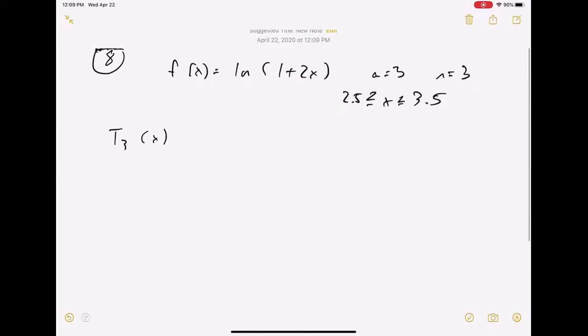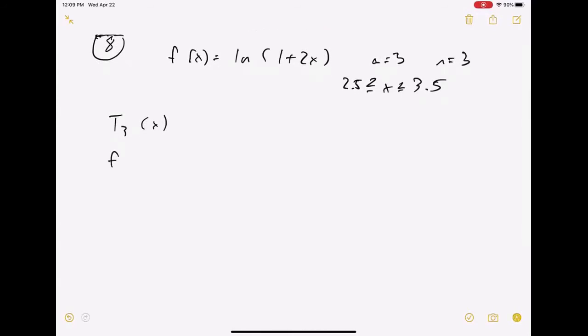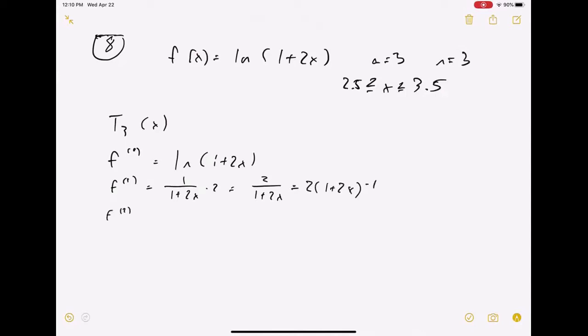So first thing I need to do is find my derivatives. Anytime I find my Taylor series or Taylor polynomial, I need to start by finding derivatives. Zero derivative is just the function itself. First derivative. Chain rule, I get 1 over 1 plus 2x times 2. And then I'm going to rewrite this in this form to make it easier to find the next couple derivatives. Second derivative. Third derivative.